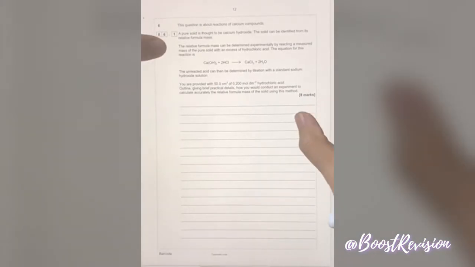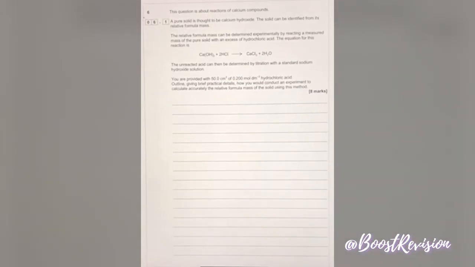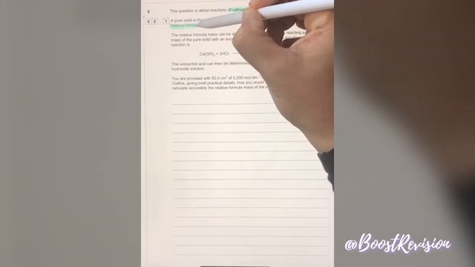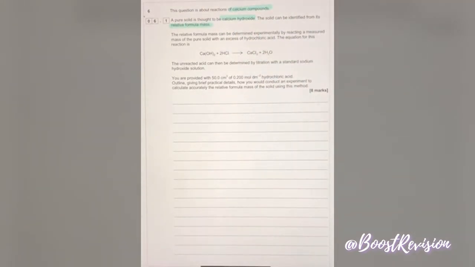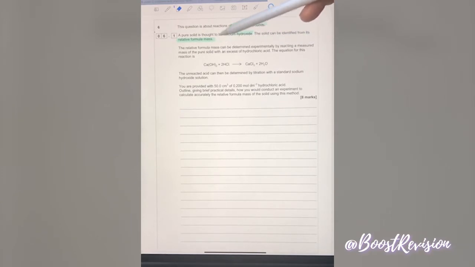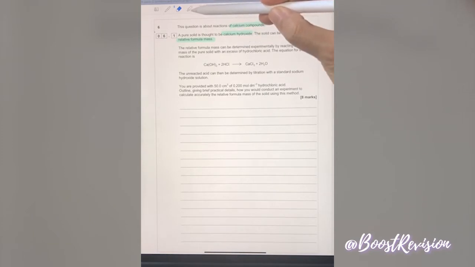So this is a question from an AQA AS level paper, and it's telling us that we've got a reaction of calcium compounds and we've got a pure solid that we think is calcium hydroxide. The solid can be identified from its relative formula mass. So ultimately in this question we want to find the relative formula mass of this solid, in order to ascertain whether it really is calcium hydroxide or not. The relative formula mass can be determined experimentally by reacting a measured mass of the pure solid with an excess of hydrochloric acid. Okay, so this is the key that I mentioned.